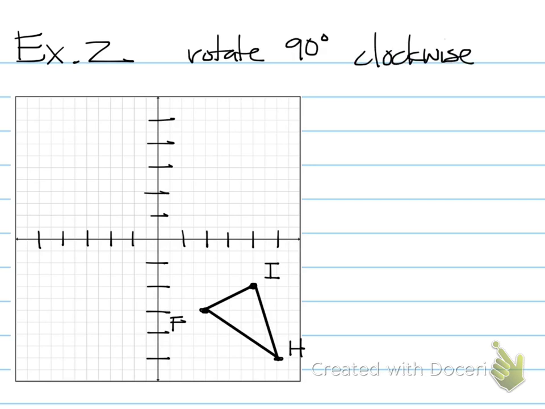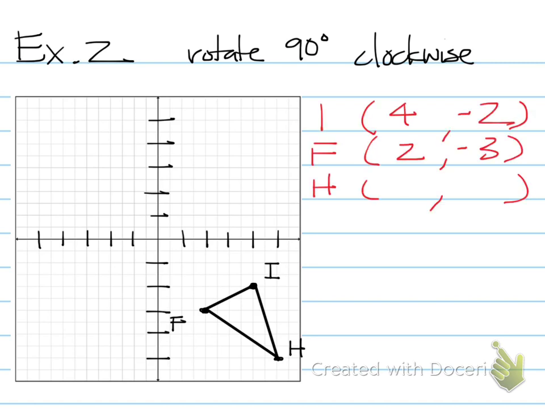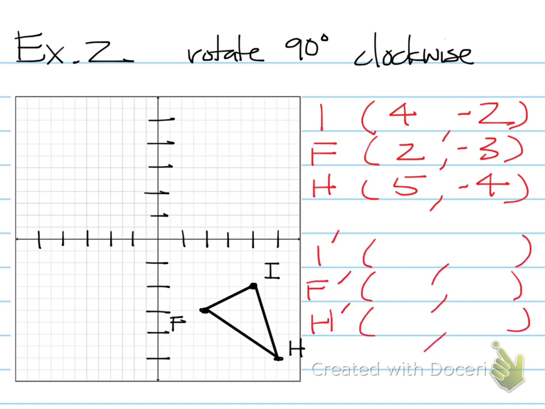In this example, we want to rotate the triangle 90 degrees clockwise about the origin. So again, we start off with the coordinates for I, F, and H. And then what we're going to do is change the sign of the X coordinate and then switch the X and Y coordinates. So the X coordinate of I was +4. Now we're going to change it to -4, and what was the X coordinate of the pre-image will become the Y coordinate of the image, and the Y coordinate of the pre-image will become the X coordinate of the image.